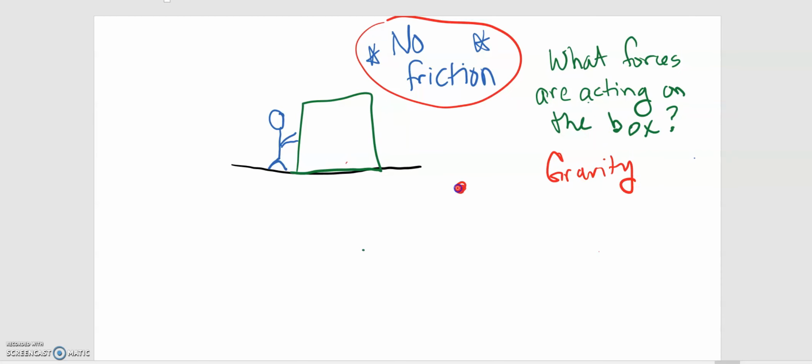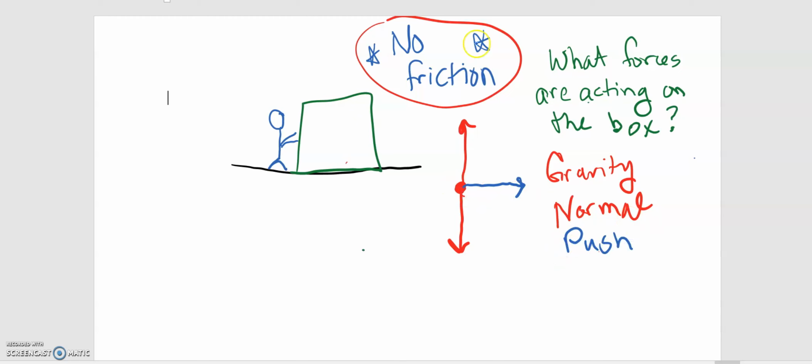Okay, so here's going to be my force diagram. We have gravity pulling it downward, and we have the normal force going upward. We have to have those balanced. Now, in this one, the person here is pushing on the box. They're pushing to the right, so we would go from the dot to the right, so we have the force of the push. And in this situation, again, there's no friction. Okay, so then these would be the only three forces that we have acting on the box. Gravity downward, the normal force upward, and the person pushing.